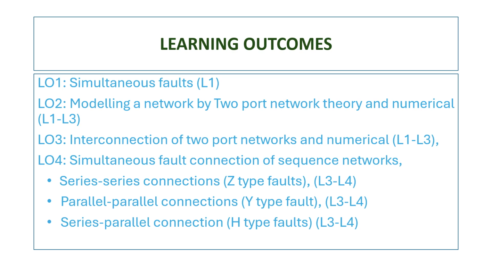Here are defined the learning outcomes of this Unit 5. LO1, that is first learning outcome, simultaneous faults. So what is simultaneous faults? Then modeling a network by two-port network theory and numerically, that is learning outcome 2, and the level goes from L1 to L3. Then we have third learning outcome, interconnection of two-port network and numerical. Here also the level goes from L1 to L3.